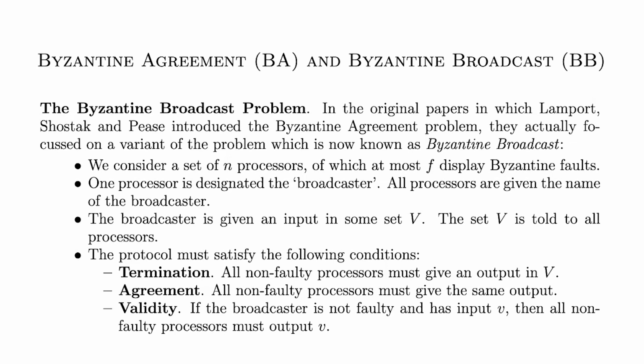Okay, so we've got two different versions of the problem. In Byzantine agreement, everyone's given an input, and they have to determine some common output. If they're all given the same input, that has to be the output. In the broadcast version of the problem, we've got a particular node who's the broadcaster. Everybody has to output the same output, and if the broadcaster is honest, then you have to output his value. Okay?